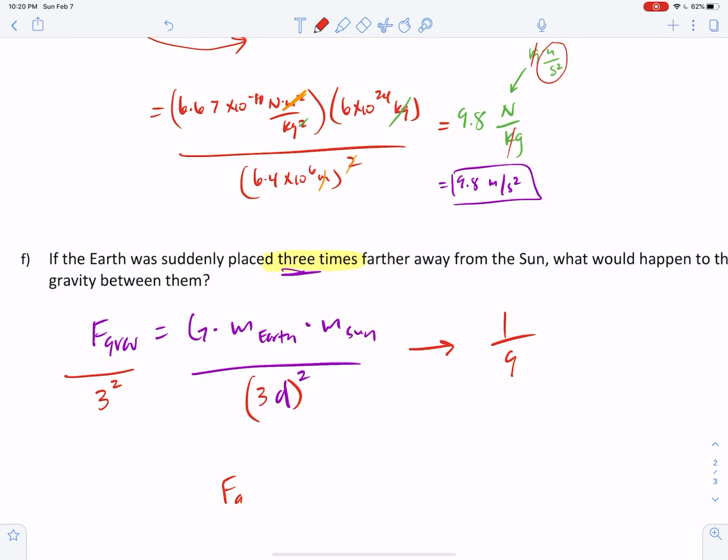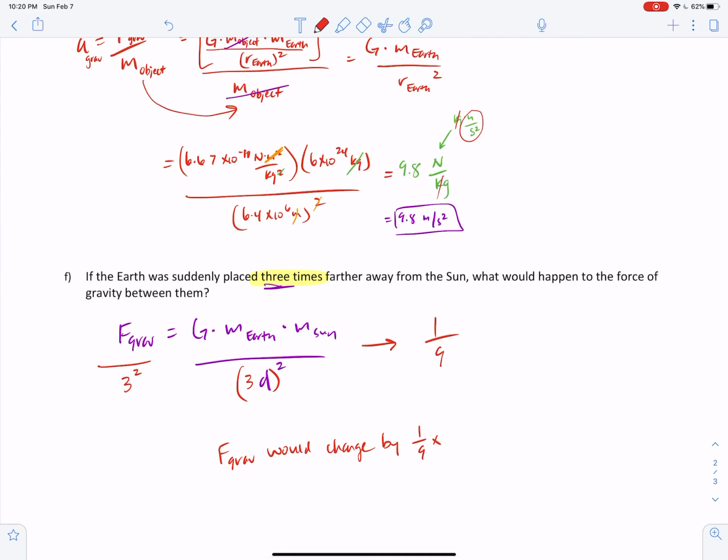So I'll just write that down here. F grav would change by 1/9 times its original, 9 times weaker. That's called an inverse square law, by the way, this relationship here, right? In the numerator, the force of gravity is inversely proportional to distance squared.